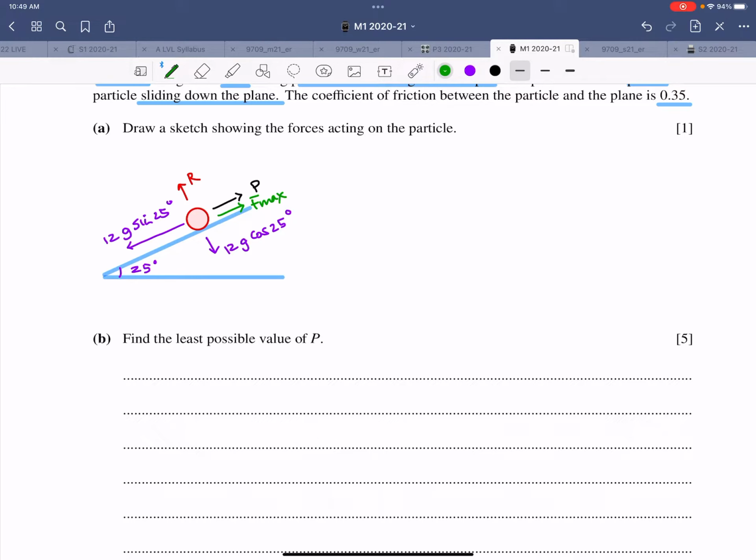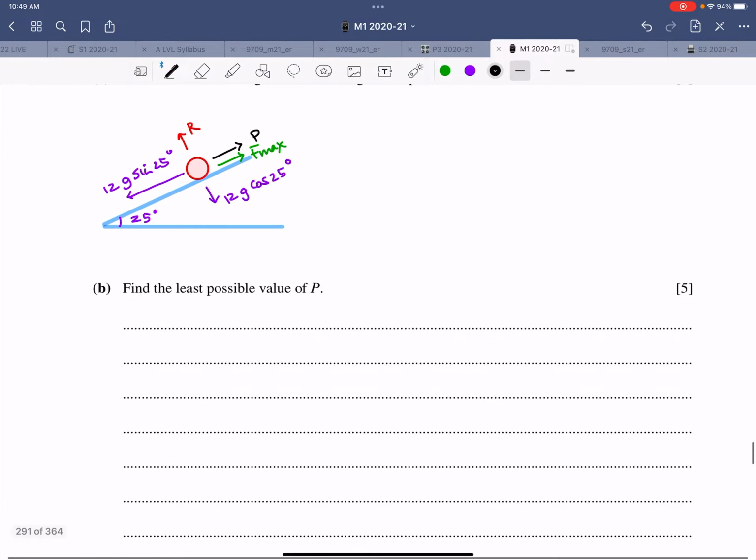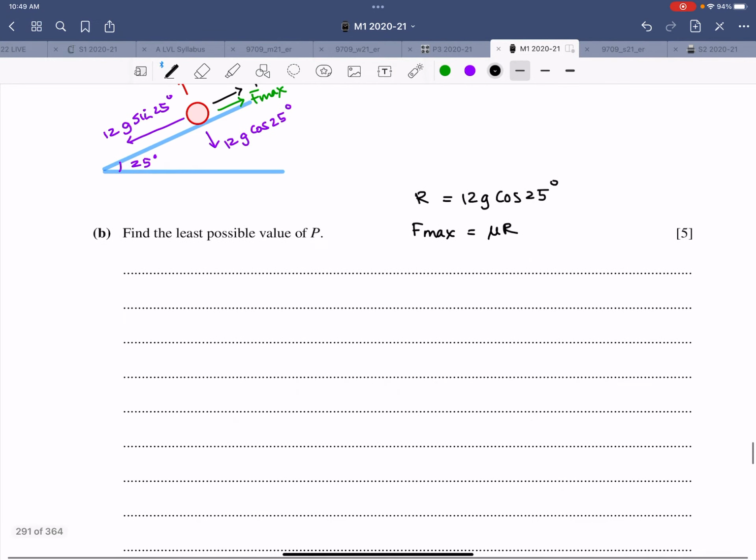So over here, first of all, calculate the value of R. So R is 12g cosine 25. F max is mu R. Mu is 0.35 multiplied by 12g cosine 25. And of course, you can use a calculator once the setup is all done, once the equation is all written.